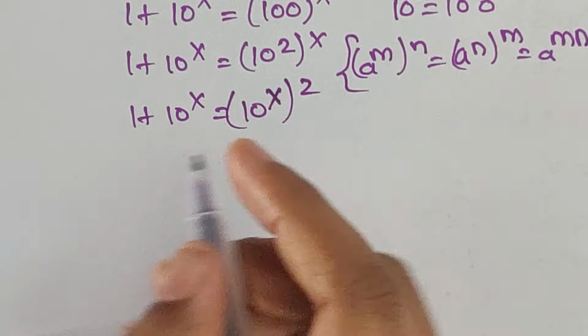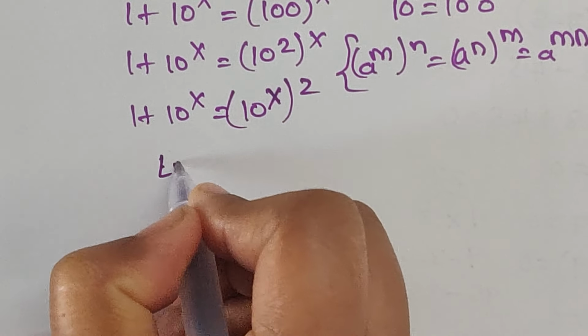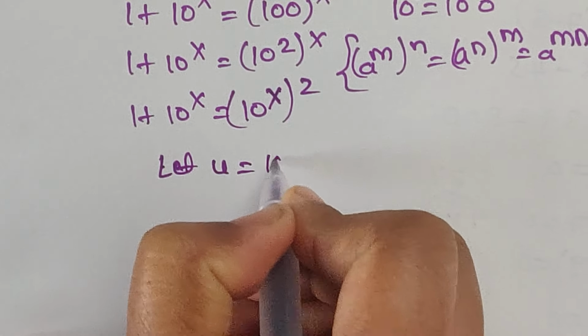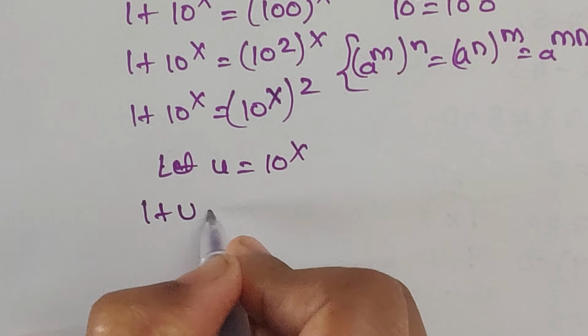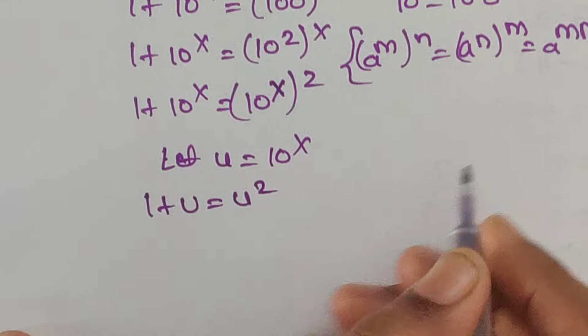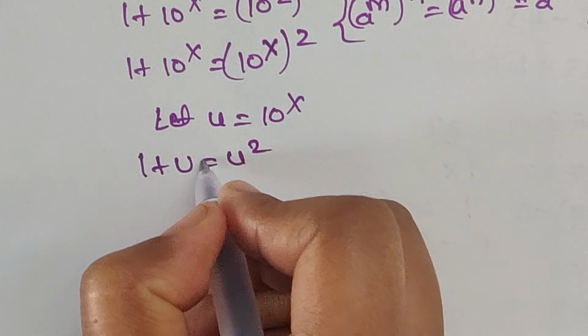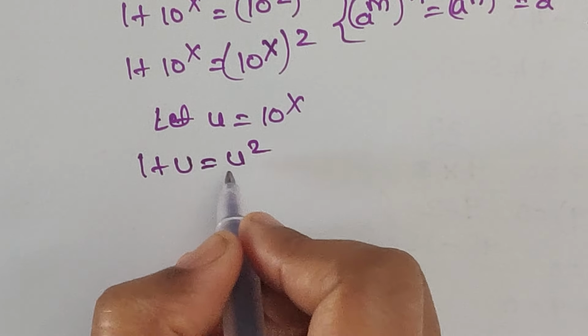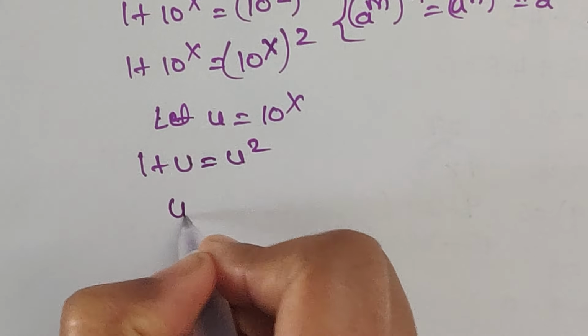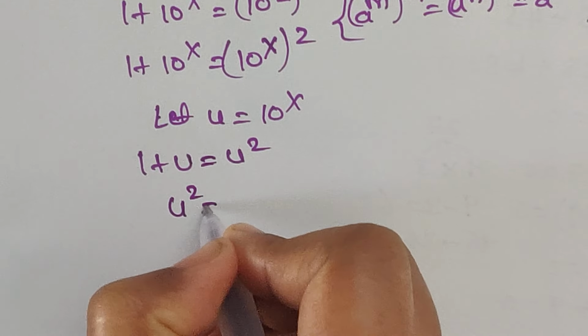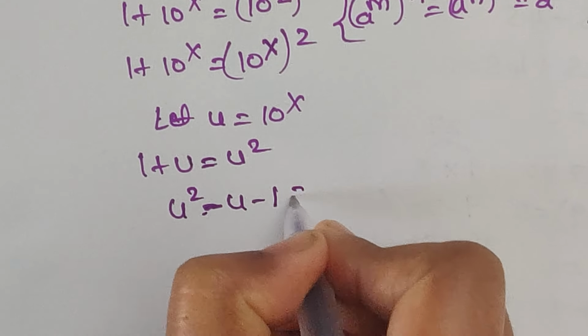So now let us consider u equal 10 to the power of x. So now it will become 1 plus u equal u square. So now write these terms this side. So u square minus u minus 1 equals 0.